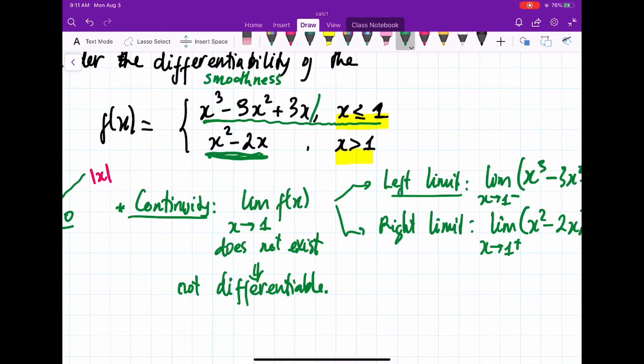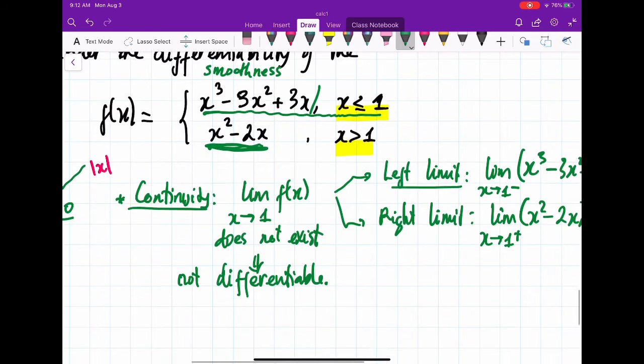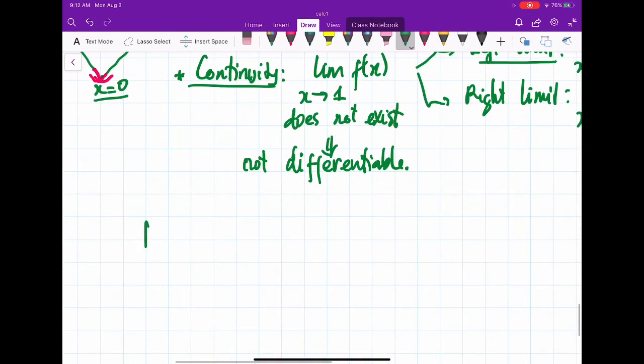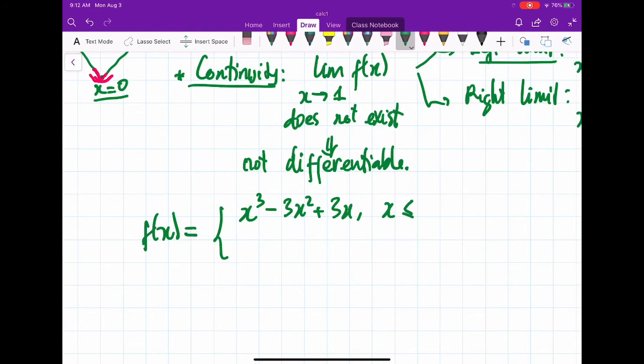Right? Let me change the function a little bit, okay? So I would change as follows. f of x equal to x cubed minus 3x squared plus 3x when x is less than or equal to 1, and 2x minus x squared when x is greater than 1.